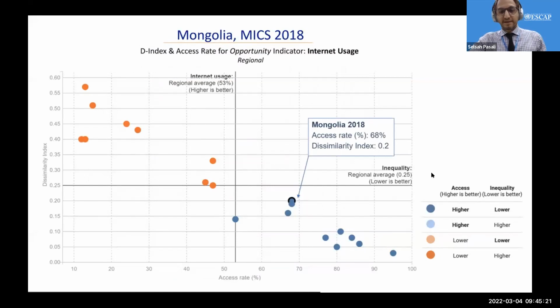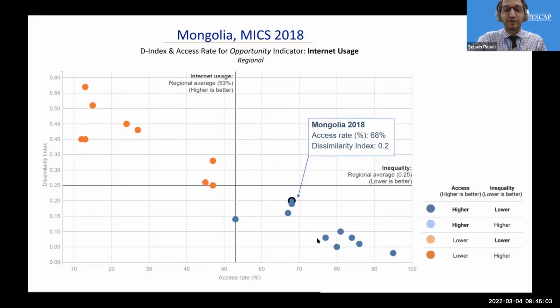When we focus on access and D-index in the Asia Pacific region, bringing the two components together, we see Mongolia in the bottom right quadrant, which represents the ideal case of lower inequality and higher access relative to the Asia Pacific average. Among this group of countries, however, Mongolia still has room to cover to join the ranks of the top 6 countries, the 6 countries at the far bottom right, the blue dots. How much improvement, you may ask? Well, access rate among those 6 countries is about 84% on average, while Mongolia is at 68%.